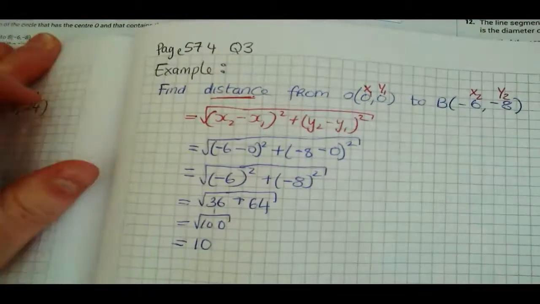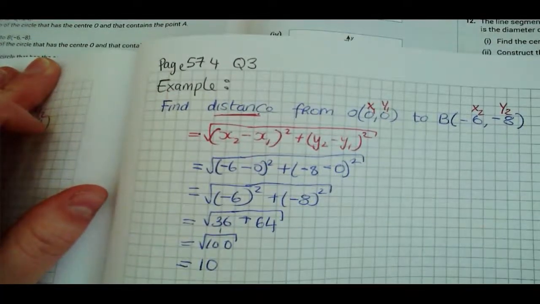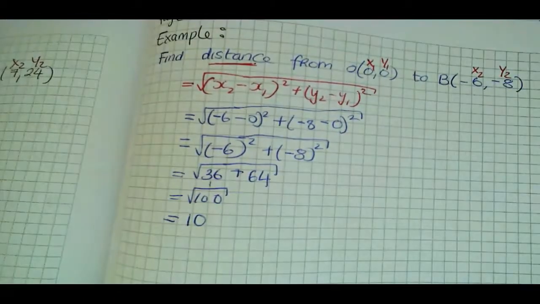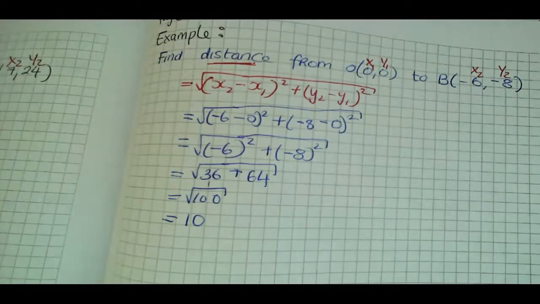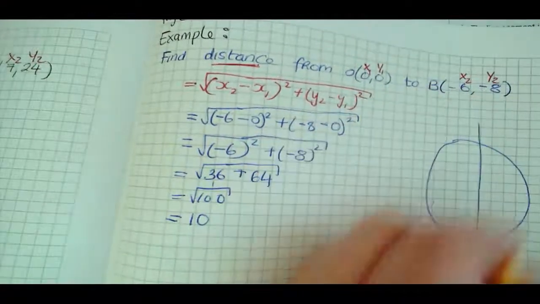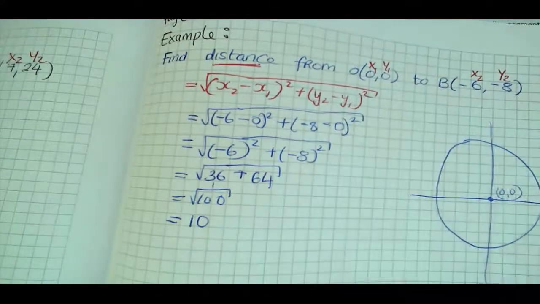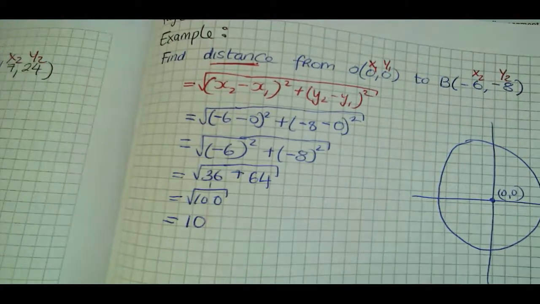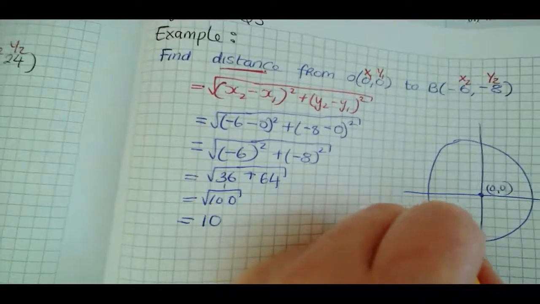After that the question asks us to find the equation of the circle that contains point 0 and point B. So if I just draw out the circle really quickly here so we can have a look. So there's the center, which is 0, 0. And then somewhere down here we're going to have the point B, which is minus 6, minus 8.